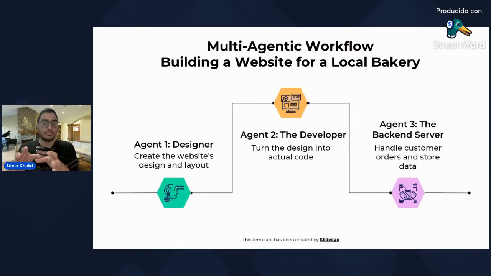Now the third agent could be the backend server, which means that the developer agent was able to create the code for the designs which were given, but it wasn't able to attach the backend logic to it. That means attaching a database to it, any sort of backend logic, some APIs and stuff. So agent 2 doesn't do that. All it does is convert the design into the front end code, and then pass it to agent 3, which is responsible for converting it into backend code.